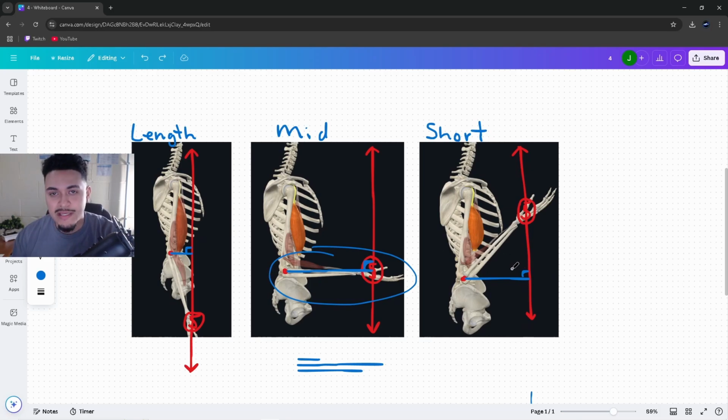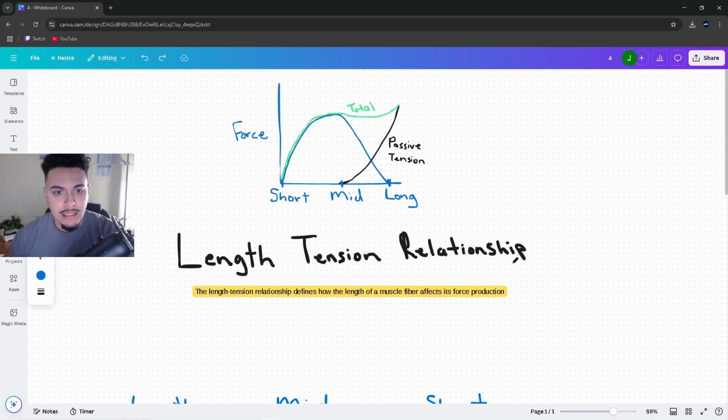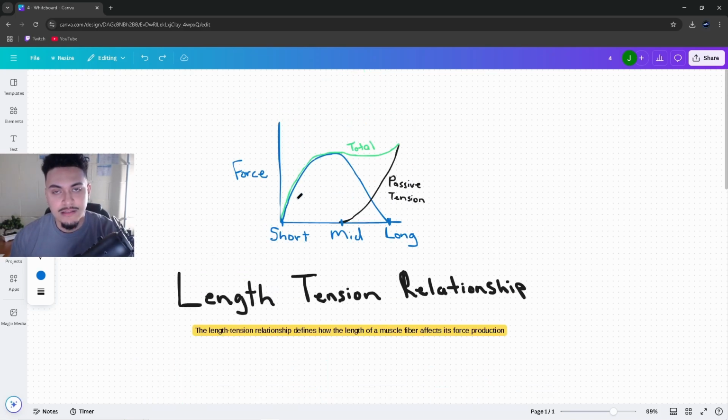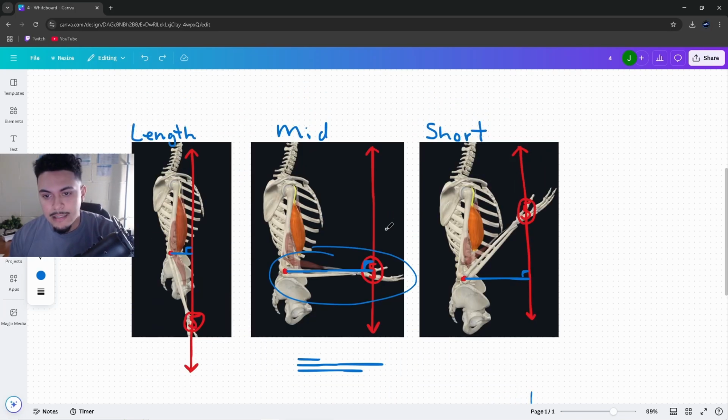Now, as we get over here into the shortened range, where we are the weakest, again, because of the length-tension relationship stating we're weak in the shortened range, or the shortened position. In a free weight dumbbell biceps curl, this does not match what we are capable of producing physiologically.